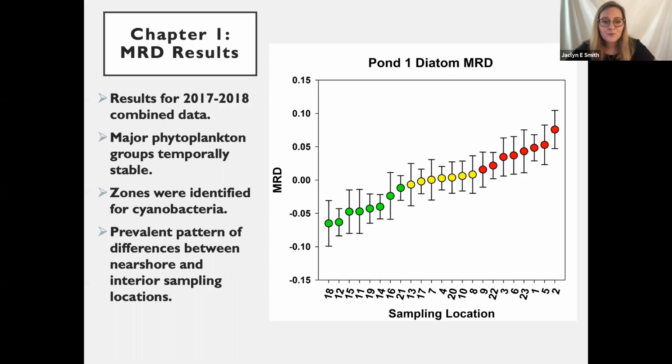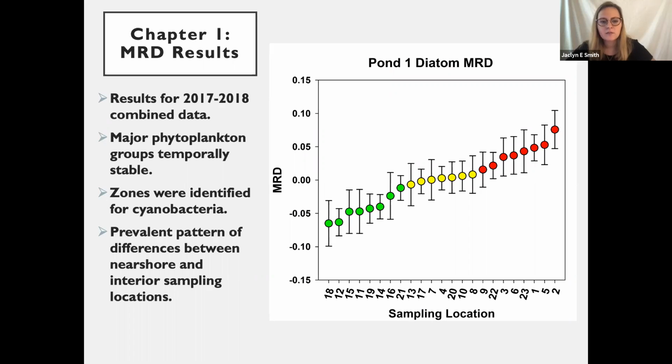So this produced quite a bit of data. There were a lot of graphs. I want to say there were probably close to 14 graphs that came out of the study. For presentation purposes, I am only going to be showing you one. Here I have an example of Pond 1 diatoms, their mean relative differences. And this is actually for combined years, so this is for 2017 as well as 2018.